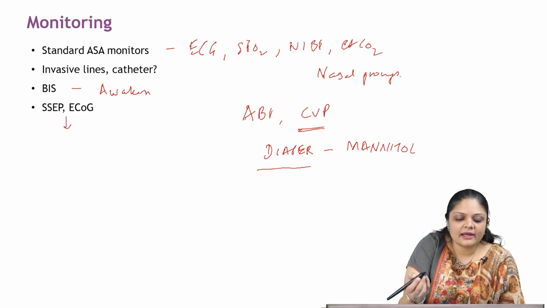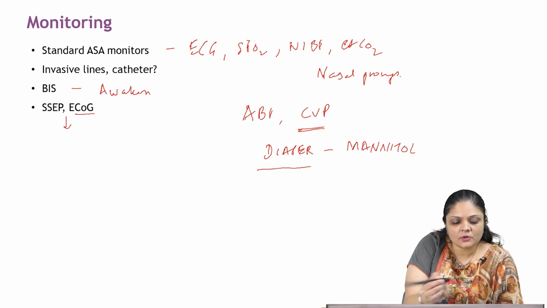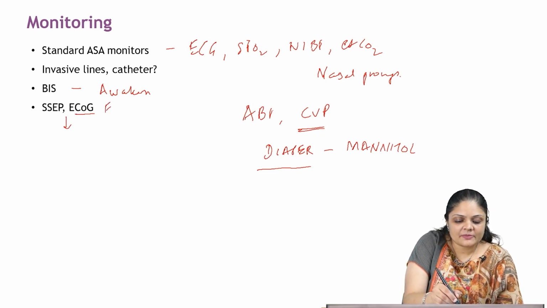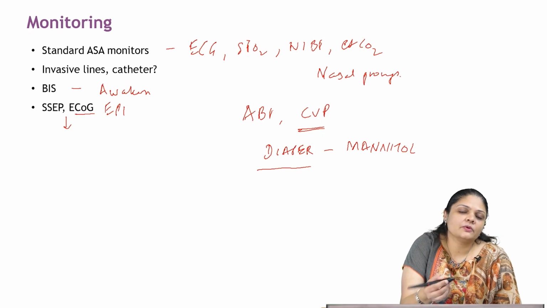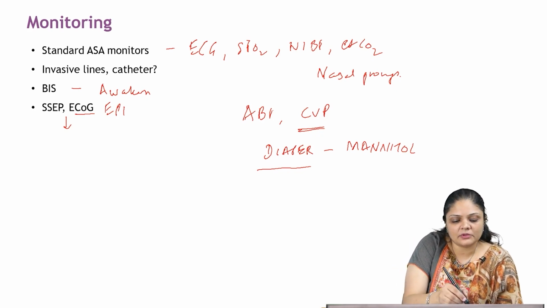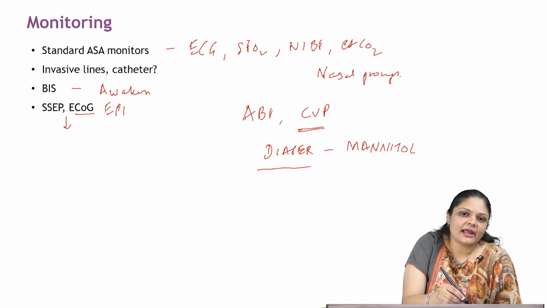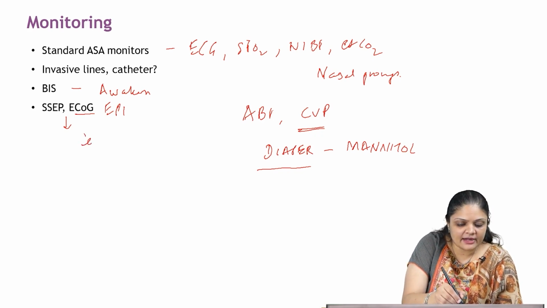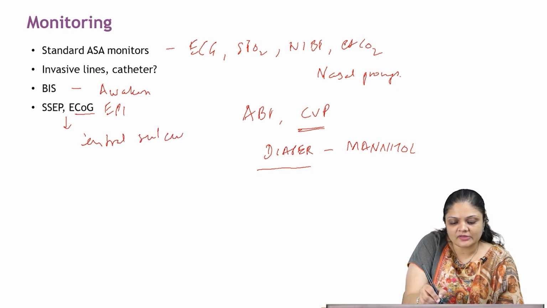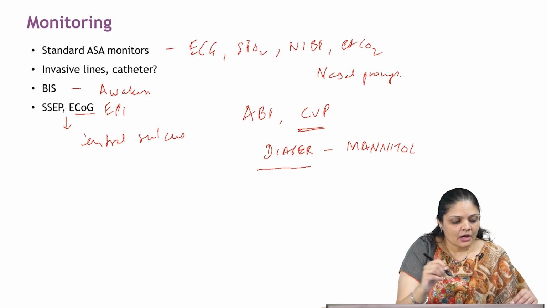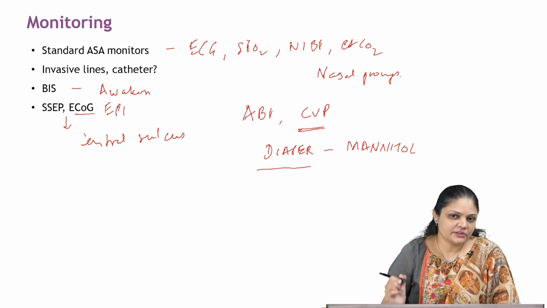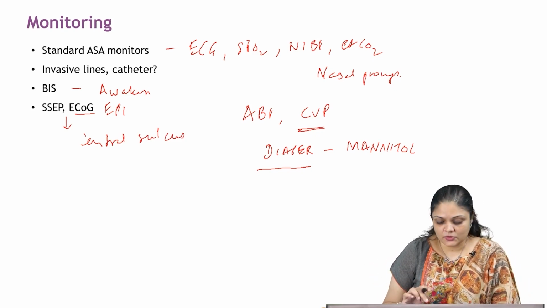And SSEP and ECoG, that is electrocorticography, are generally used during epilepsy surgery, and they help to find sometimes even during motor and sensory the phase reversal, and your central sulcus is identified with it. So sometimes you may need to do SSEP monitoring. Apart from this, any other monitors as per your institutional protocol can be used.